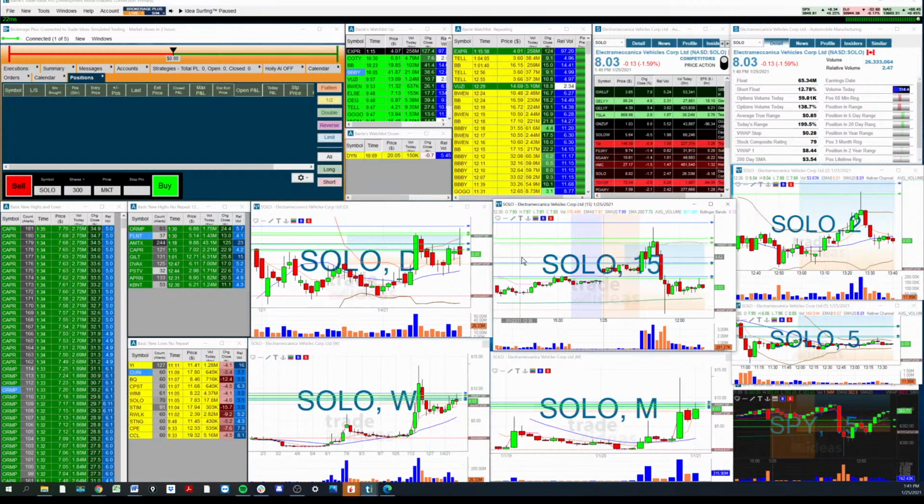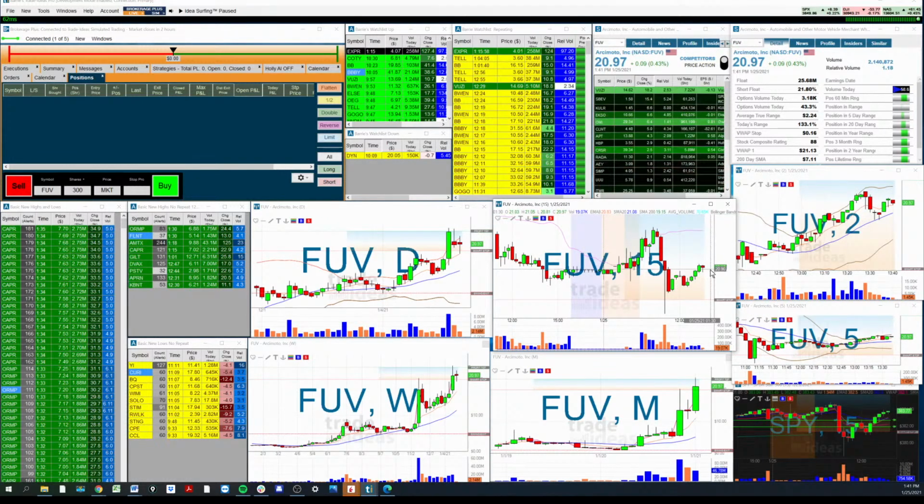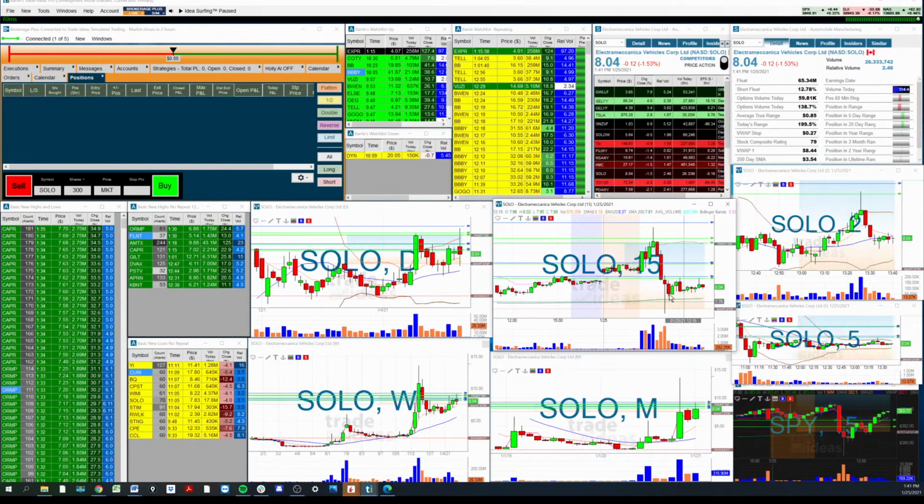So I don't know what the rest of the EVs are doing. Let's take a look at FUV. See, FUV kind of rallied a little bit with the market. I mean, that's a Canadian or a North American EV play. So Solo is not. That's the only issue right now. I mean, it really hasn't come that far off the bottom.